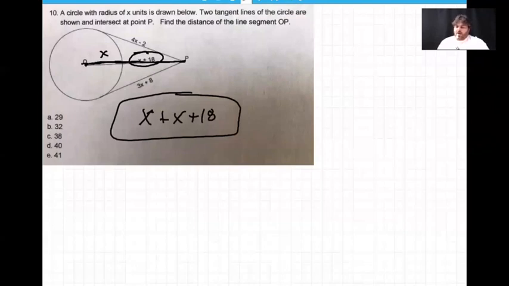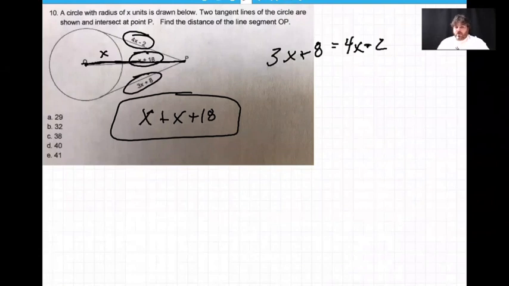Well, what do I know about tangent lines that intersect? They should be congruent. So that means that this 3x plus 8 should equal this 4x minus 2. Any tangent lines that intersect have the same length. So that's my equation that helps me solve for x.